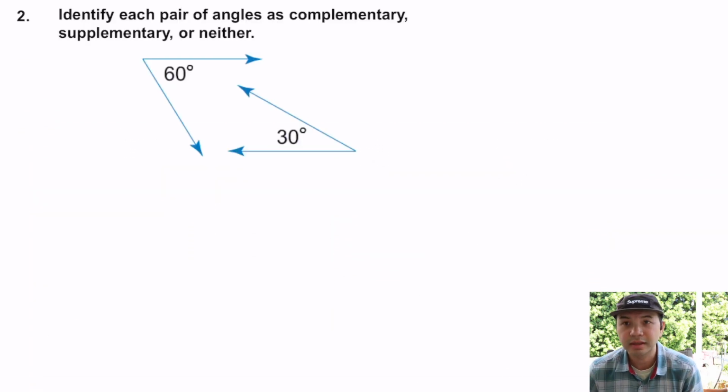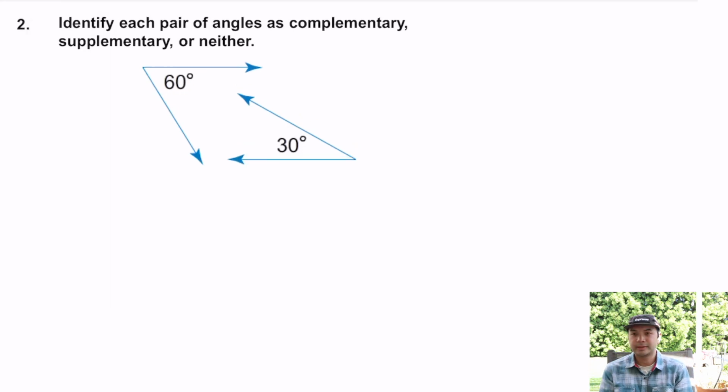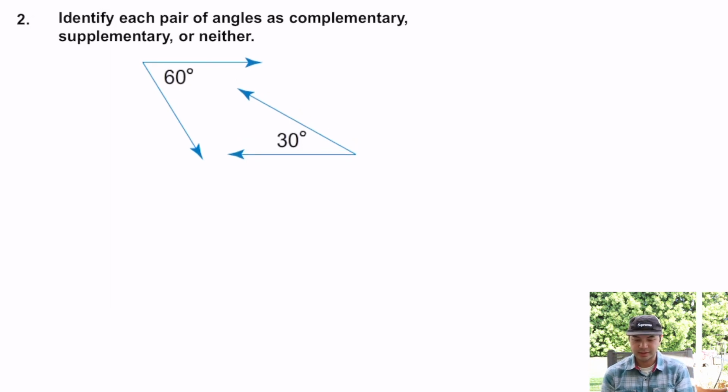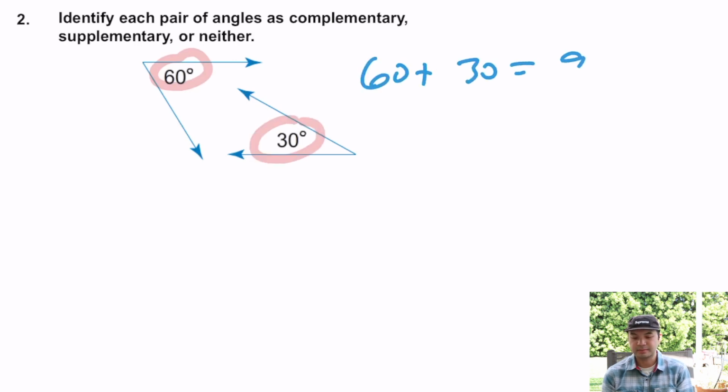Complementary angles equal 90 degrees. So these aren't adjacent, but as long as you add these two angles up and they equal 90 degrees, 60 plus 30 actually does equal 90 degrees, then they're complementary. That's how you know if it's complementary, supplementary, or neither.